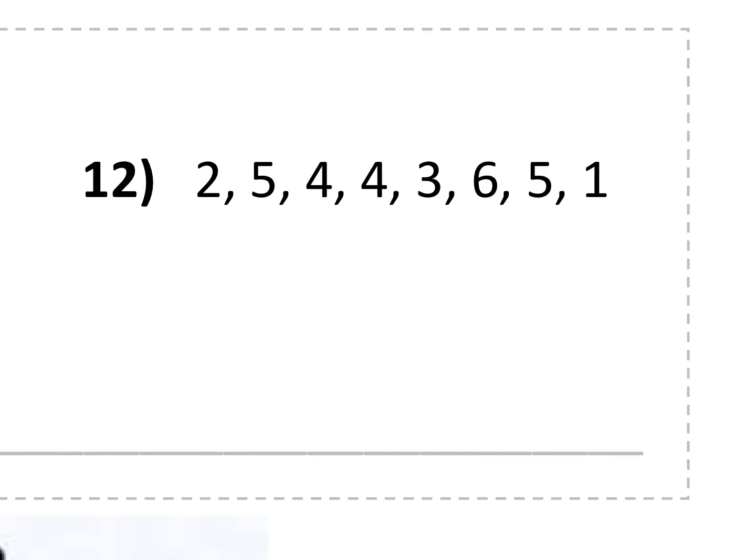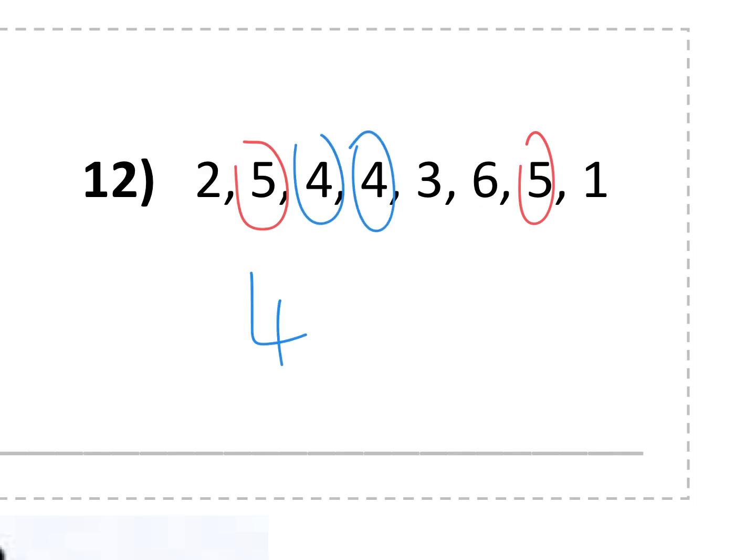And this one, the most frequent, we've got a couple of 5s here, don't we? We've got two 5s, but we've also got two 4s. Nothing else repeats. Sometimes people would argue that there's no mode, but you could also say that there are two modal values, 4 and 5.